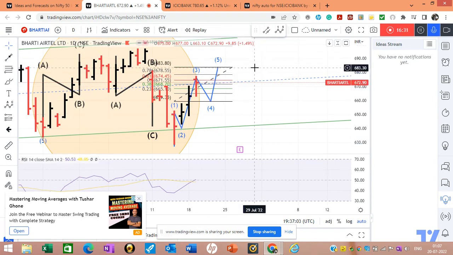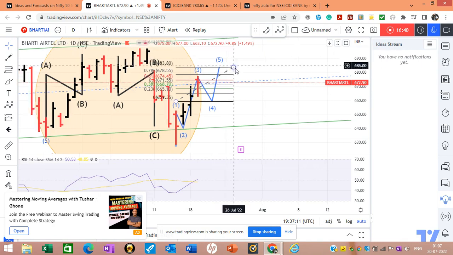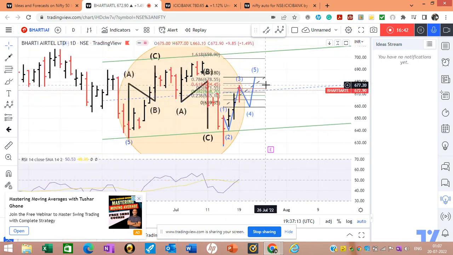Okay. Why am I saying this? Because whenever you have an extended third wave, wave 1 shall be equal to wave 5. And eventually this correction will be a running flat correction. It will only be an expanded flat correction once it breaches this top part and goes beyond that. So a reasonable target of 683 would be enough.